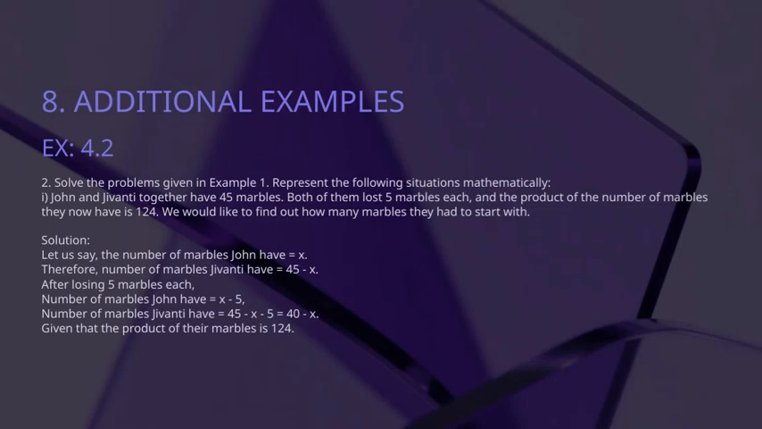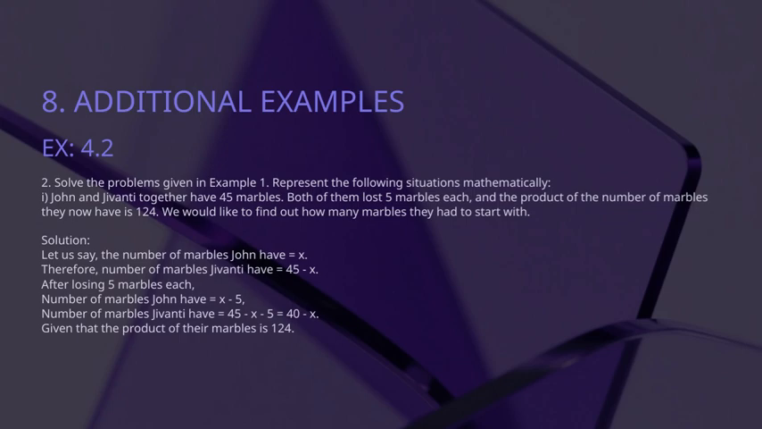Let's consider the problem carefully. Suppose John has x marbles initially. Then, since the total number of marbles they started with is 45, Givenchy must have 45 minus x marbles. Now, after both of them lose 5 marbles each, John's remaining marbles become x minus 5, and Givenchy's become 45 minus x minus 5, which simplifies to 40 minus x.